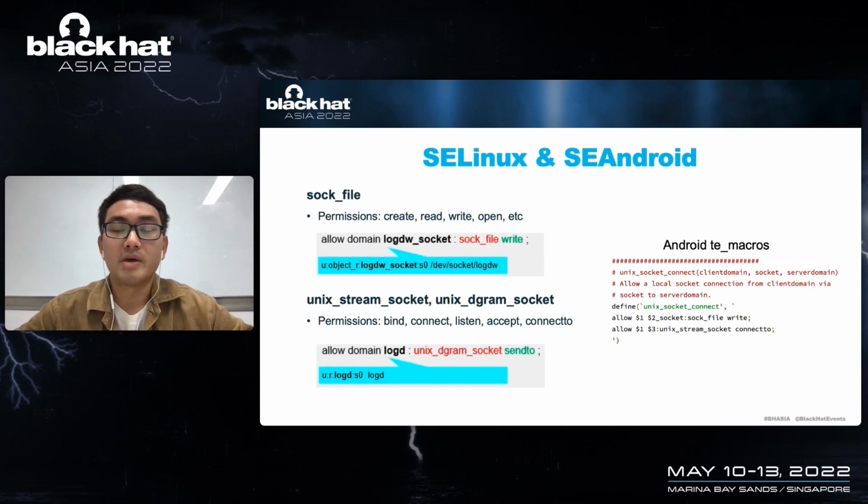We can control which domain can write to a specified socket file. Like policy 1 in the figure, it means all domains are allowed to write the logdw socket file. We also can control which domain can connect to a socket created by a specified process. Like policy 2 in the figure, it means all domains are allowed to connect to the unix_dgram_socket created by the logd process. In addition, Android also provides some macros for setting SELinux policies. You can find a lot in AOSP.